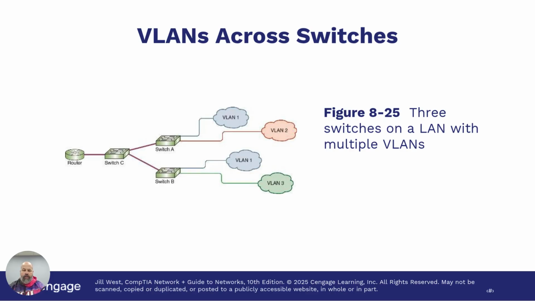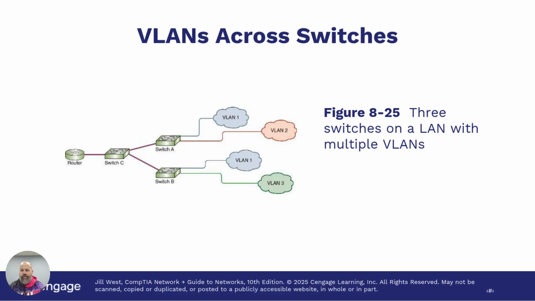So this is another diagram. The question is, what if you need the same VLAN across multiple switches? This diagram shows three switches on a LAN with multiple VLANs. Notice in the slide that VLAN 1 appears on both switch A and switch B. That's the power of VLANs. They're logical, they're not physical, and they can span multiple switches. The connections between the switches and to the router carry traffic for multiple VLANs simultaneously.